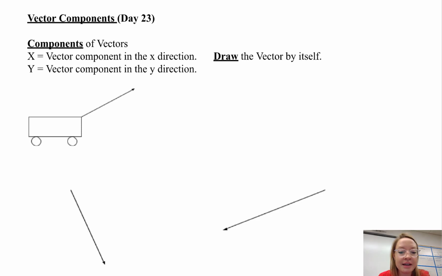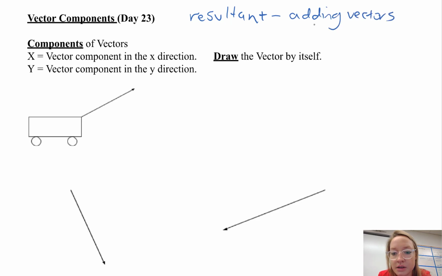Hey guys, today we're going to be talking about vector components. So we've already talked about finding the resultant of two vectors, which means adding them together. But now we're going to talk about components.